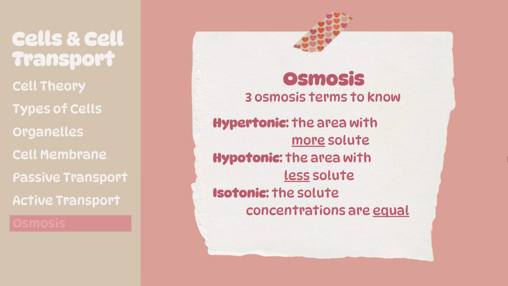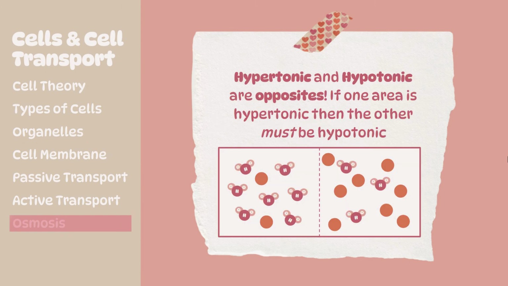The terms you need to know very well for osmosis are hypertonic, hypotonic, and isotonic. Hypertonic means more solute. Hypotonic means less solute. Isotonic means the concentrations of solute are equal. Hypertonic and hypotonic are actually opposite terms. Where you find one, you will find the other. So if you're told one area is hypertonic, then by default, the other area must be hypotonic.